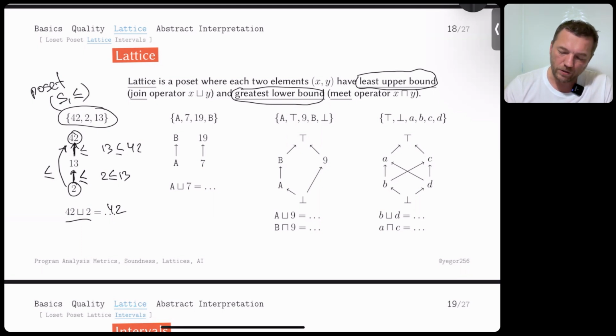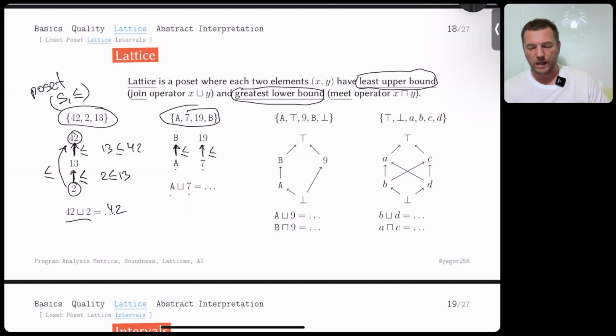Let's take a look at the second example. This is the poset A, 7, 19, B. So A and B are comparable somehow, and then 7 and 19 are also comparable. Visually it will look like this. So now the question is, can we find the least upper bound between the elements A and 7? Can we find on this graph some element which stays above them both and we can reach it from each of them? No, it's not possible because nothing is there. So basically it's an empty set.